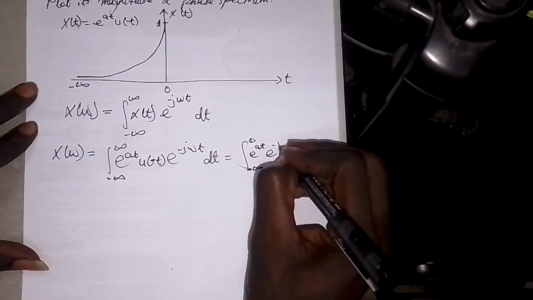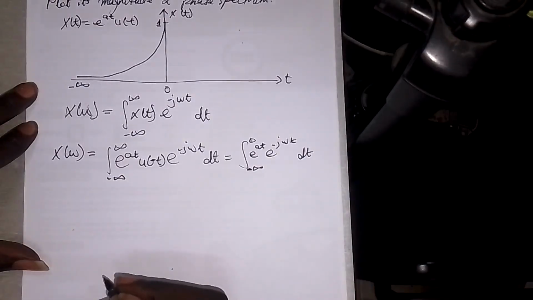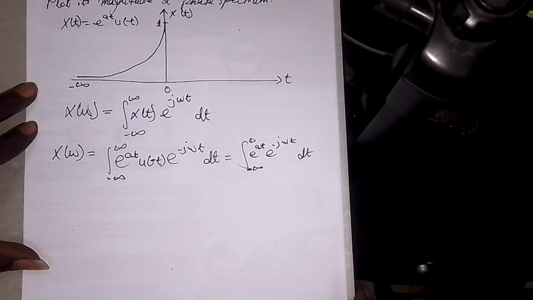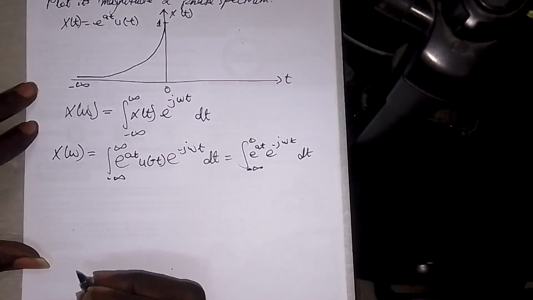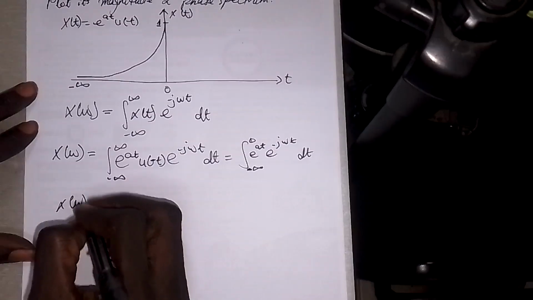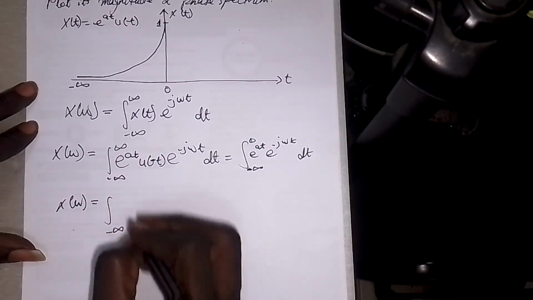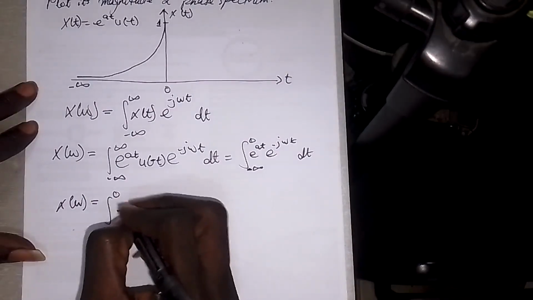And then I'll add this one, e exponent minus j omega t. Okay, so now this is the signal I am going to deal with. I'll just integrate this signal straight away. I can also make this signal to be this way, here is 0.